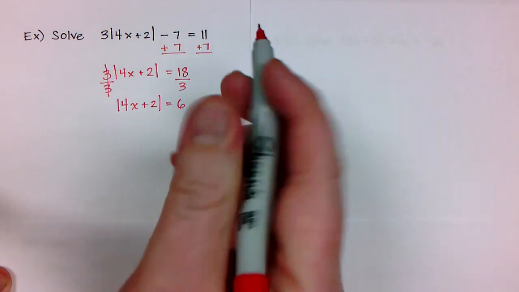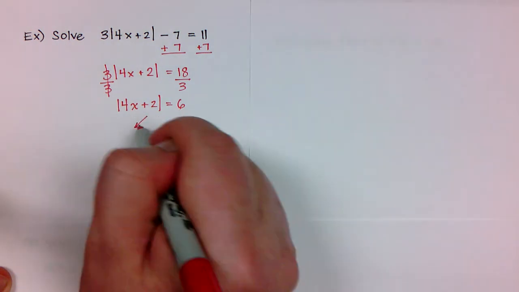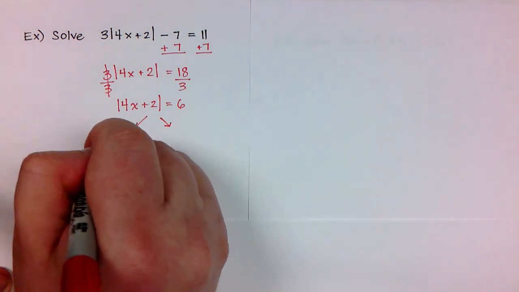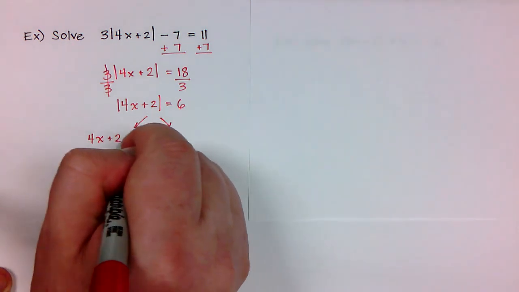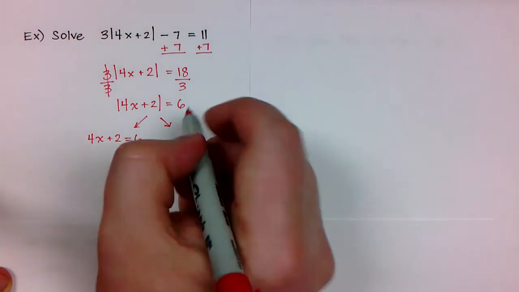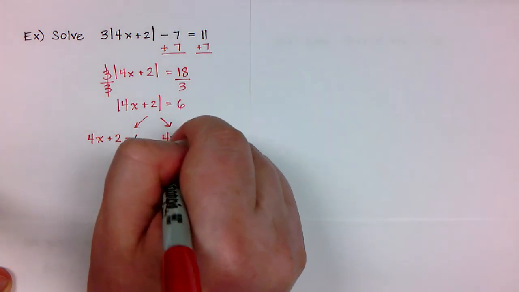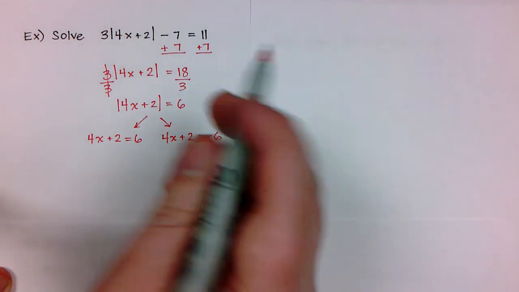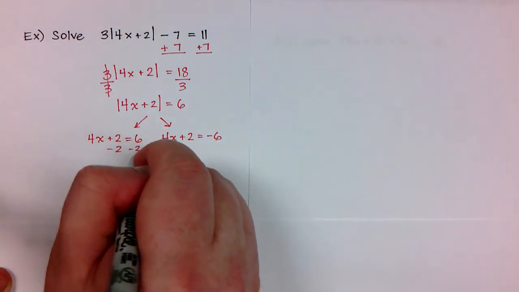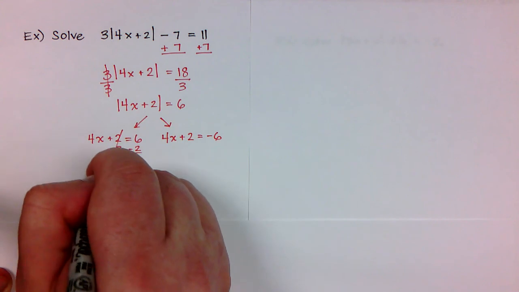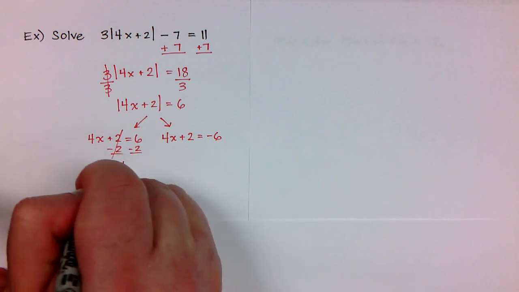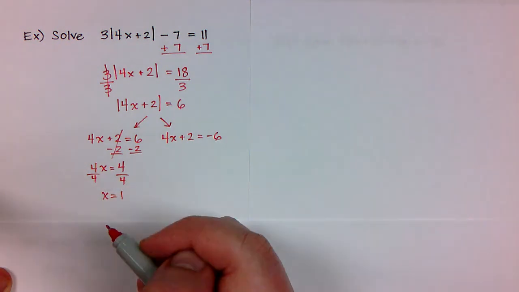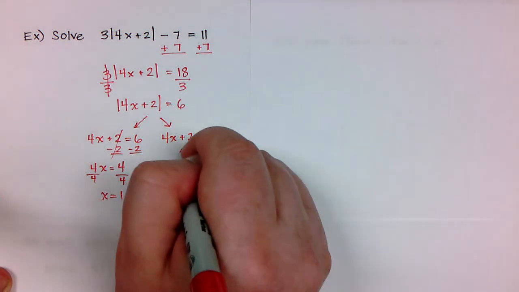And now it looks a lot like our last example, where we're going to split this into two different equations. The first one is going to look exactly the same, 4x plus 2 is equal to 6. And then the second one is going to start the same, 4x plus 2, but I'm going to set it equal to -6. Okay? So let's subtract 2 on both sides. 4x is equal to 4. And then when you divide both sides by 4, x is equal to 1. So I have one solution.